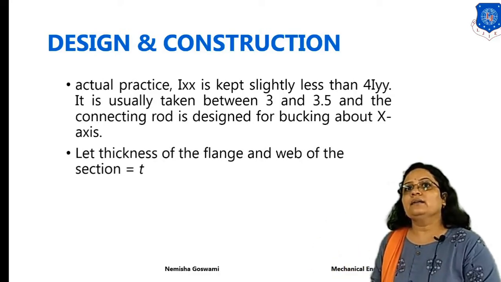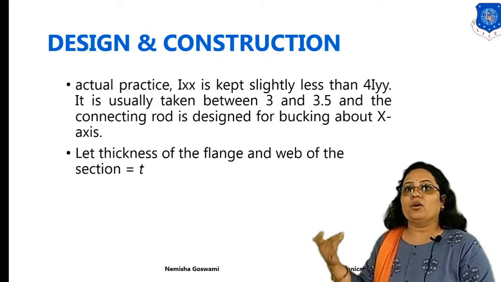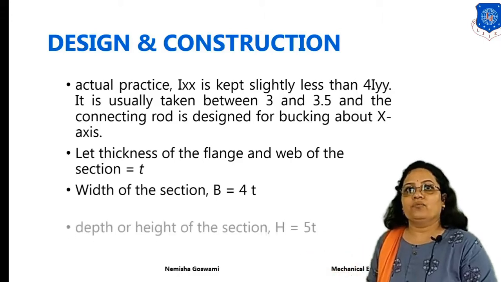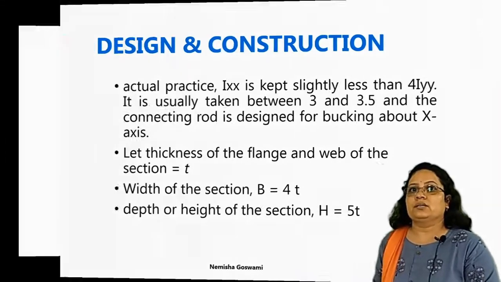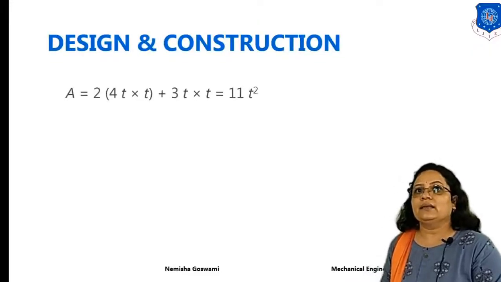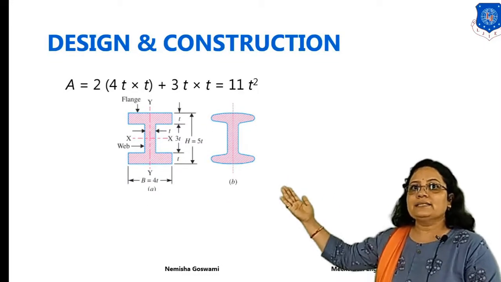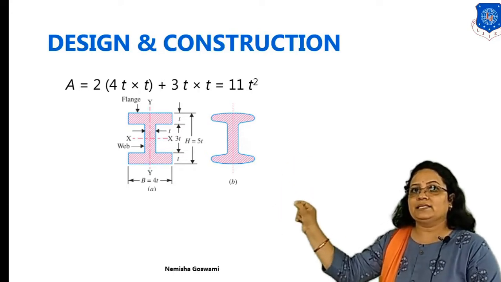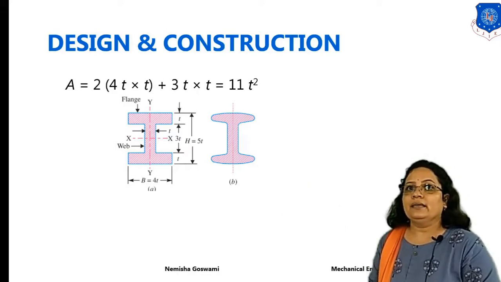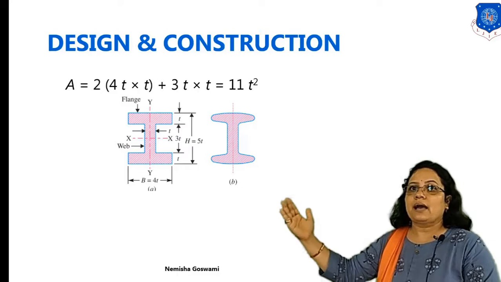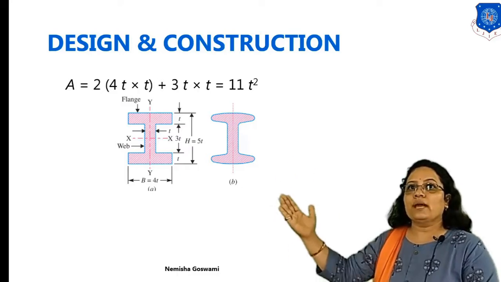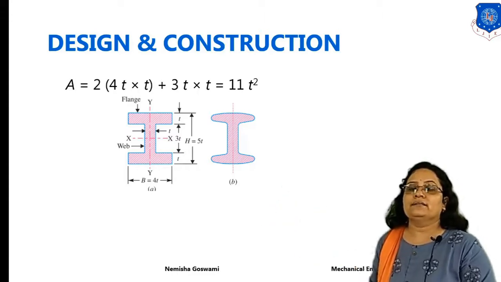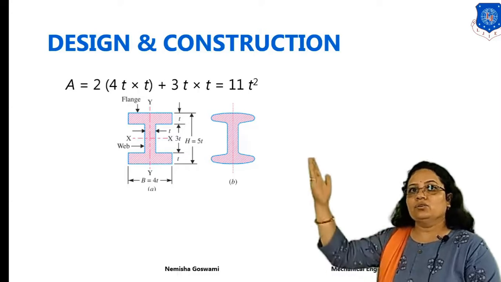Now we will consider the thickness of the flange and web of the section. The I section thickness is t, the width of the cross section is equal to 4t, and the depth or height of the cross section is 5t. You can see in this diagram of the I section that the height is 5t, B is 4t, and the thickness of the flange is t. So what is the area? You can find the area of this I section by dividing it into rectangular sections: the topmost and lowermost portions are rectangles, so you can find the area.